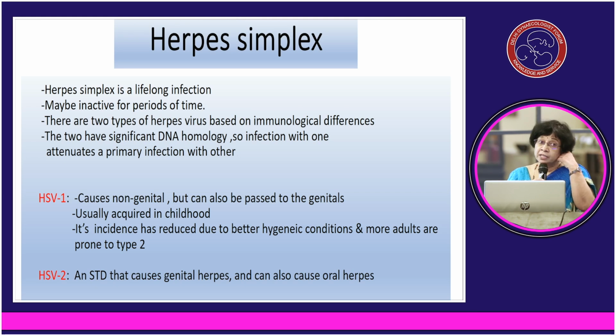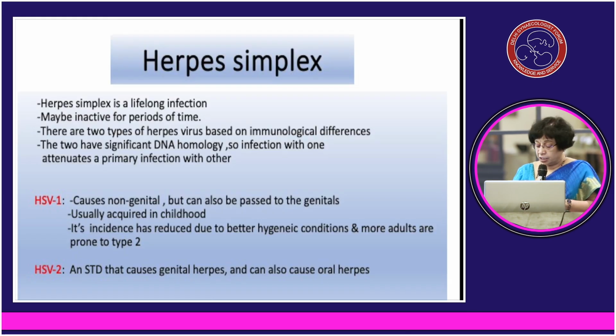So HSV1 is primarily a non-genital one. It is usually acquired in childhood, and its incidence is reduced due to better hygienic conditions, and thus more adults are prone to HSV2. HSV2 is an STD that causes genital herpes but can also cause oral herpes.